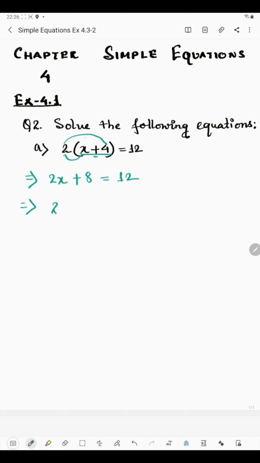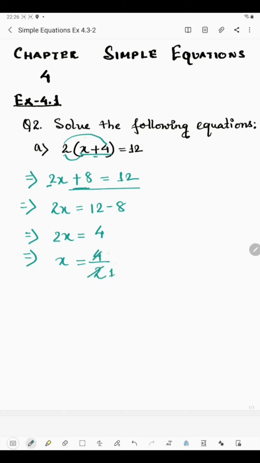Now 2x, this type of equation you have solved already, right? At first we will have to remove 8 from x and then we will have to remove 2. So 2x is equal to 12 minus 8, because if you transpose 8 to the other side, then plus 8 will be minus 8. Now 2x is equal to 12 minus 8, which is 4. So 2 is multiplied by x, so the value of x will be 4 divided by 2. So 2 1s are 2, 2 2s are 4. So the value of x is 2.